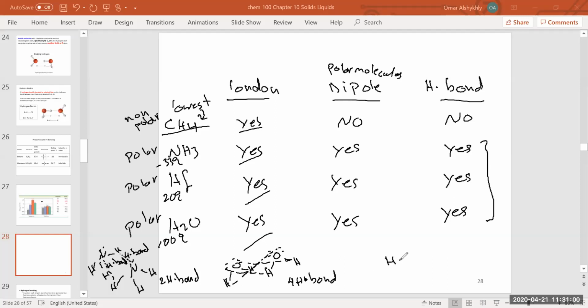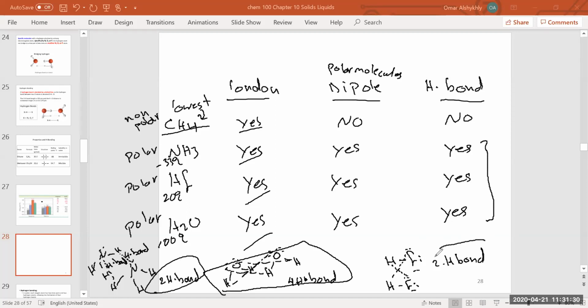Now let's put the HF with another HF. This hydrogen will form a hydrogen bond with this lone pair, and this hydrogen forms a hydrogen bond with this lone pair. So we have two hydrogen bonds. So water will have 4 hydrogen bonds, ammonia 2 hydrogen bonds, HF 2 hydrogen bonds. So we can say water will be higher because it has 4 hydrogen bonds.